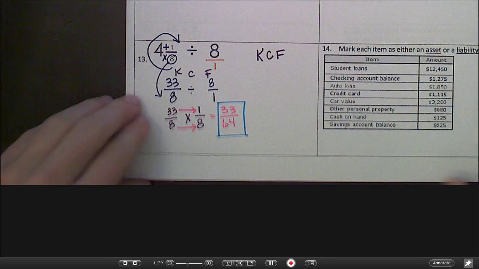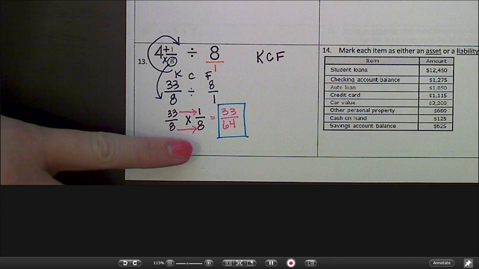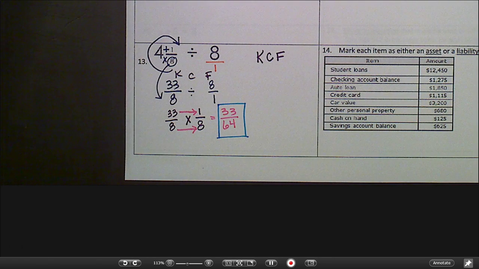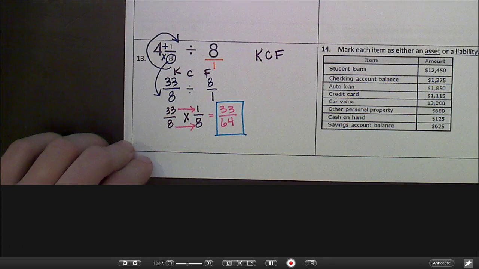So it's done. Now keep in mind, even though both of these are 8s, does not mean that our rule changes. When you multiply, you just multiply straight across. Do not worry about common denominators and all that unless you are adding or subtracting. Okay, thank you, Miss Cindy.